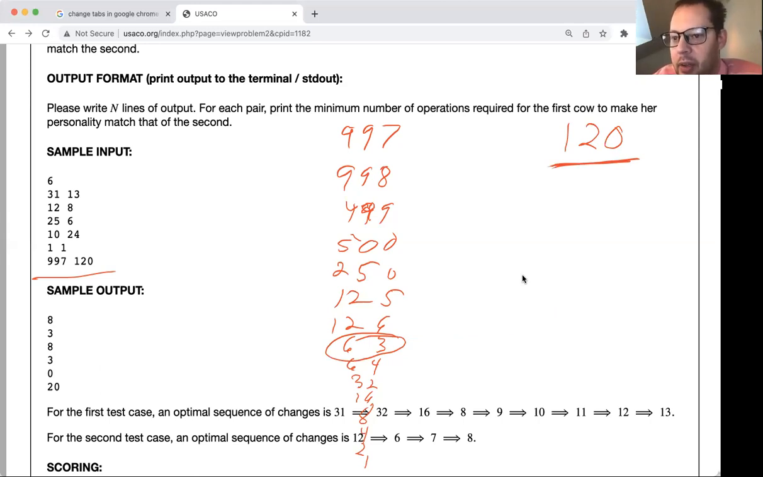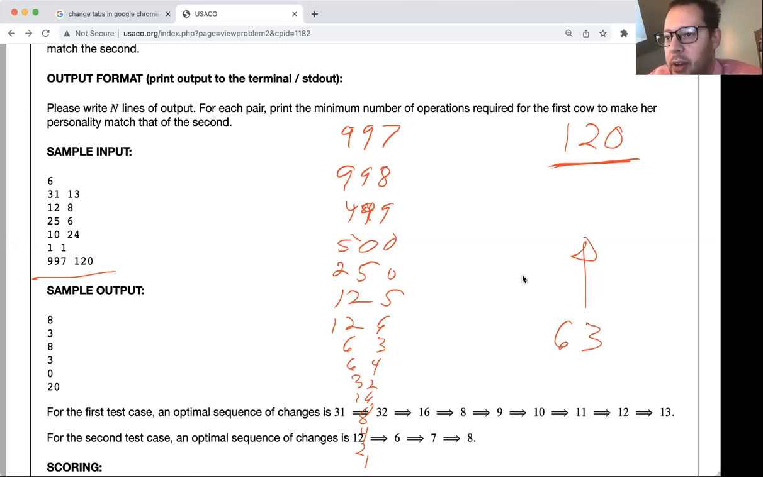So if I had a number like 63 over here, and I want to get that up to 120, I would always want to add before multiplying. If I can add and not go over, I would want to try adding.